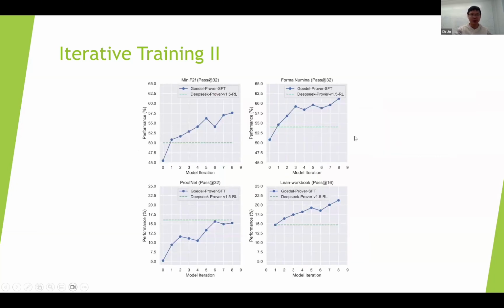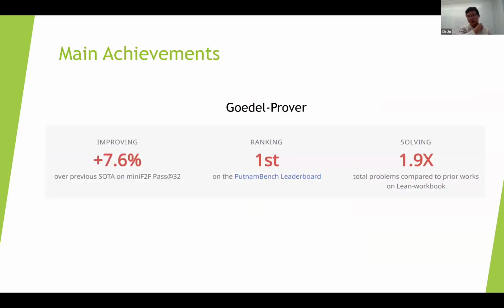Okay, and we can also see across multiple data sets that our iterative training, up to some statistical error, is quite effective. It's kind of like monotonically increasing the performance over multiple iterations. Yeah, this is essentially the recipe we have for the entire model. As I said, this is essentially our first step in pushing the limit of automatic formal theorem proving.